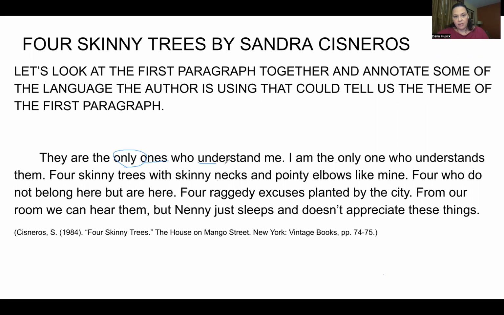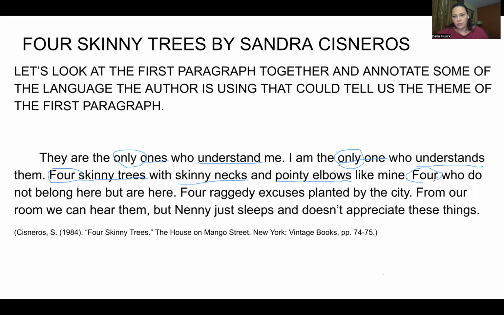And I'm going to underline "understand." Okay, and then, "I am the only one who understands them. Four skinny trees with skinny necks and pointy elbows like mine." Four, she's using "four" again.